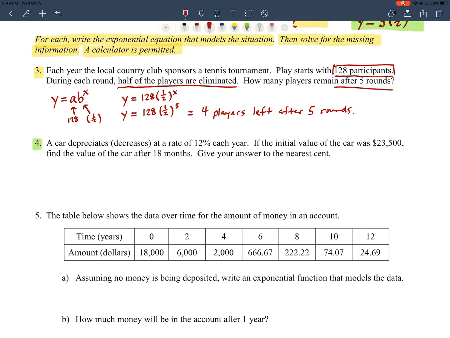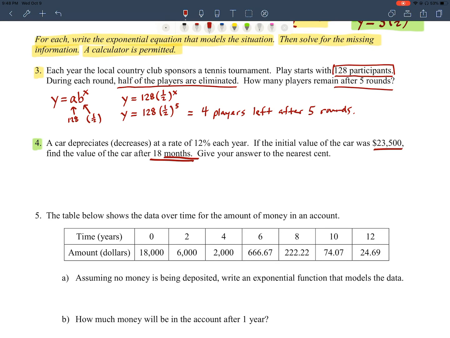So a car depreciates or decreases at a rate of 12% each year. If the initial value of the car was $23,500, find the value of the car after 18 months. Give your answer to the nearest cent.